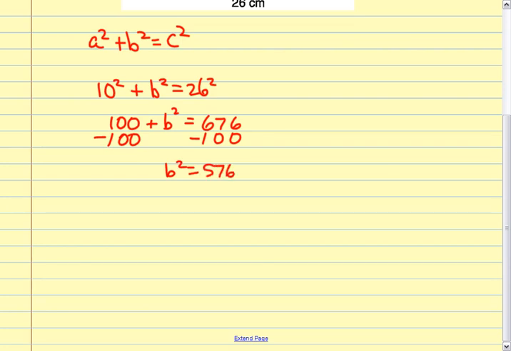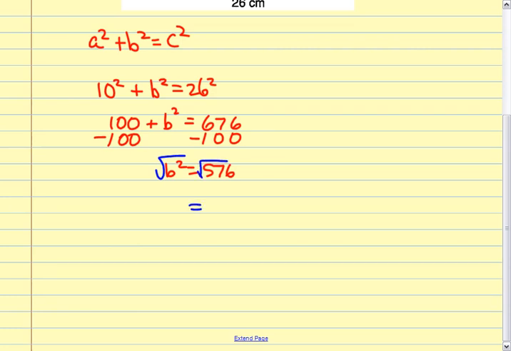But I don't want b to be squared. I want to undo that. How do I undo the square? You square root it. I square root it. Take the square root of b squared. But this is algebra, so whatever I do to one side, I have to do to the other. So I got to take the square root over there.